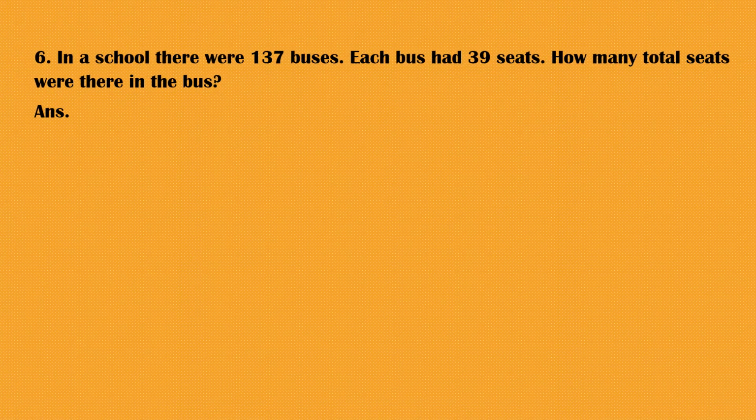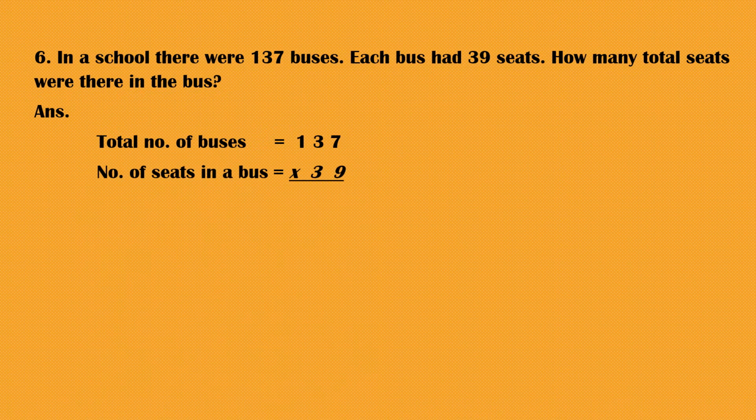Now see this question, children. In a school there were 137 buses. Each bus had 39 seats. How many total seats were there in the buses? Now the total number of buses here is 137 and the total number of seats is 39 in one bus. Each bus means one bus. You have to tell the total seats of 137 buses. So what will you do?